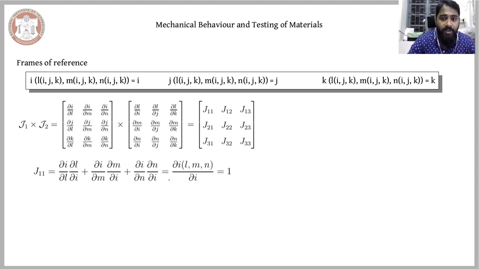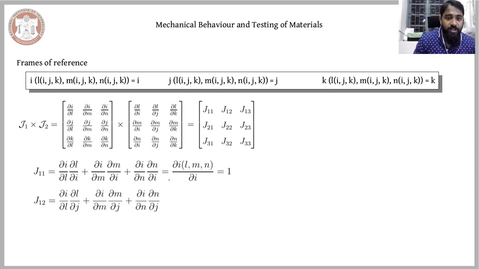Now in the same way, when I consider J12, what I end up having is this expression here, wherein I consider the multiplication of this guy with respect to this guy here. So ultimately J12 is nothing but the multiplication of this row with respect to this column here. I'm multiplying this row to that column here.